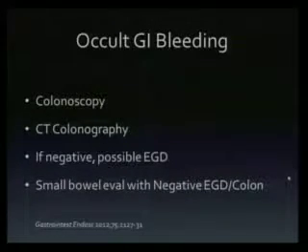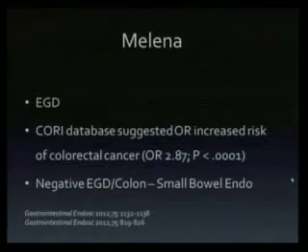If the evaluation is negative for the EGD and the colon, then that's when you consider a small bowel evaluation with a capsule endoscopy, a push enteroscopy, a double or single balloon enteroscopy, or a CT enterography, which is a specialized CT scan that can be used with a certain oral contrast that helps you to see the bowel.